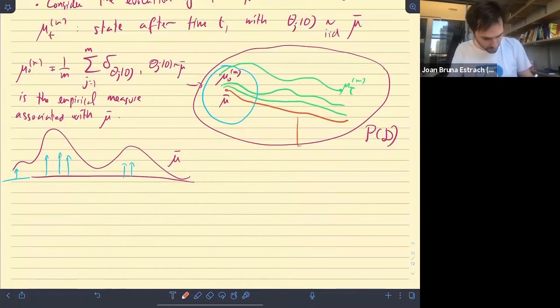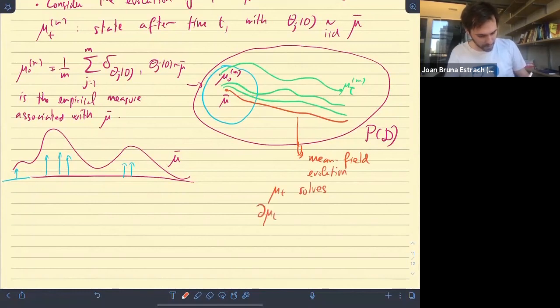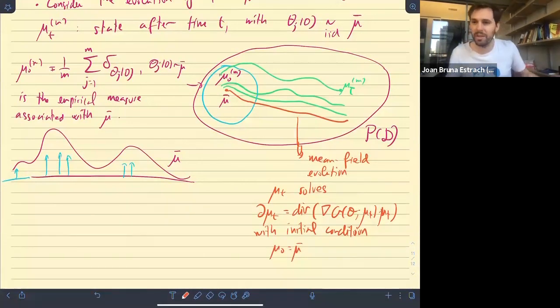Okay, so this is the mean field evolution. So mu t solves the same PDE, right? With initial condition mu zero equals mu bar. The only thing that changes in this trajectory is the initial condition. The law is the same.